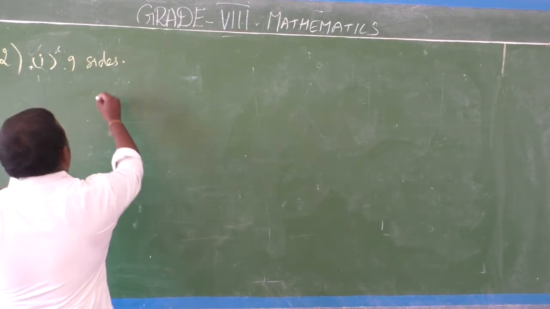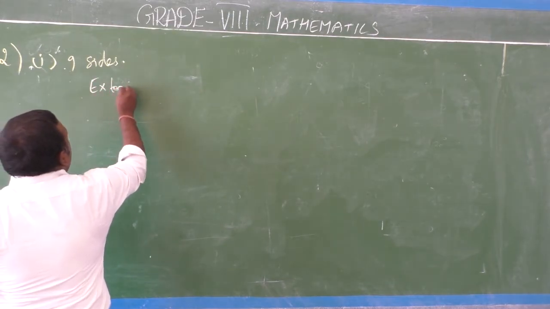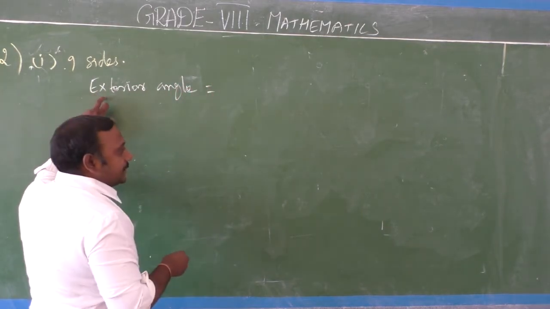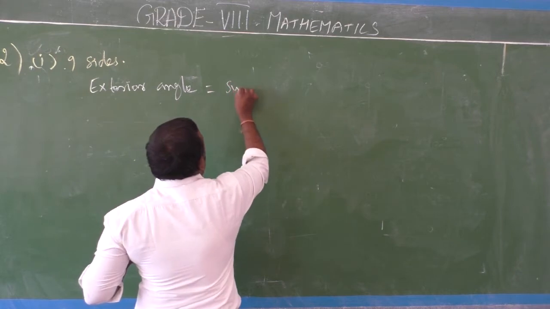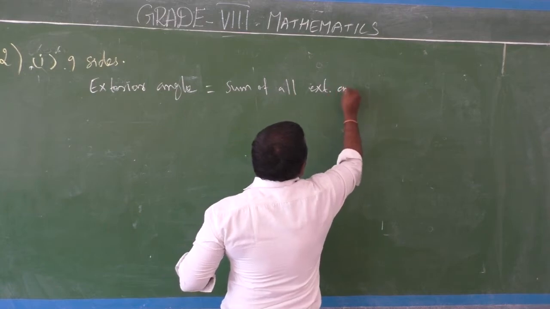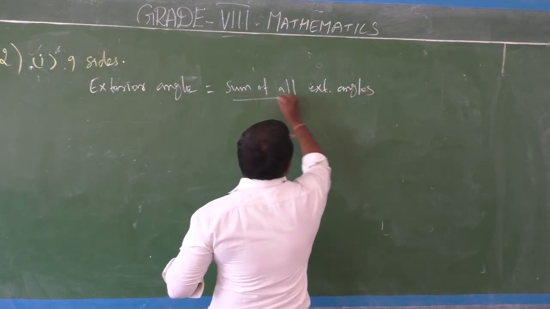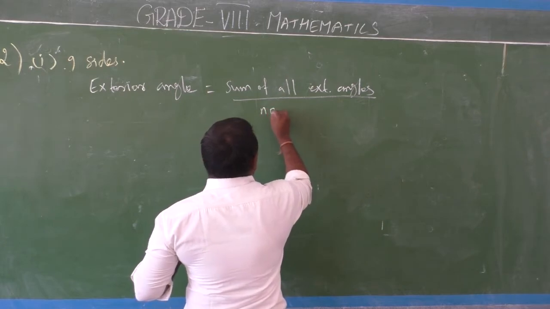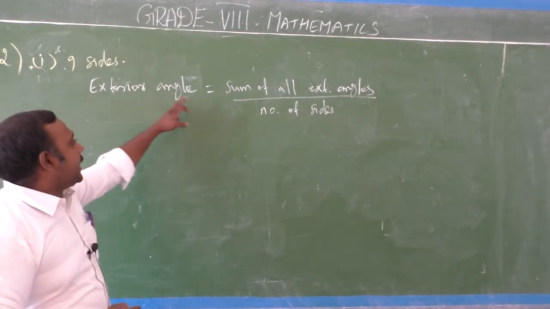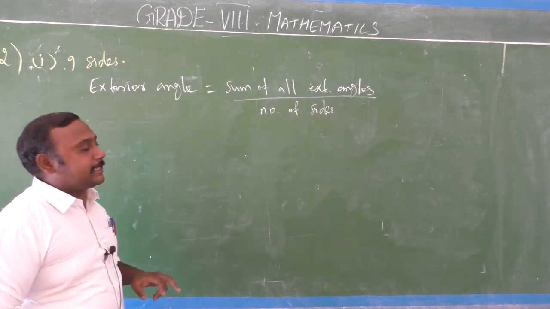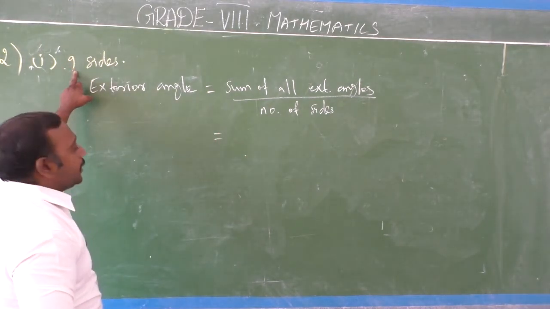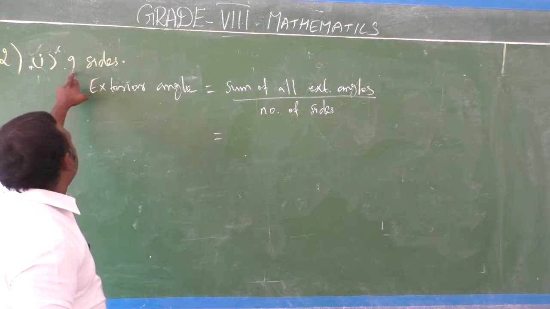To find it, each exterior angle is equal to the sum of all exterior angles divided by the total number of sides. In the question, it is given that the regular polygon has 9 sides, so here n is equal to 9.